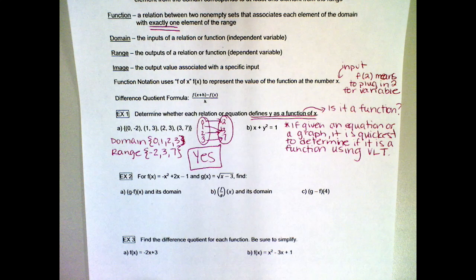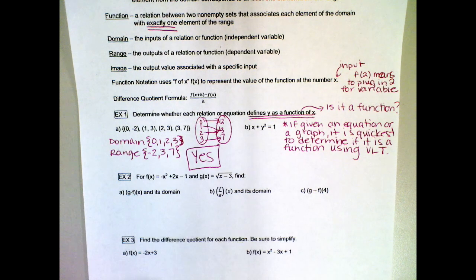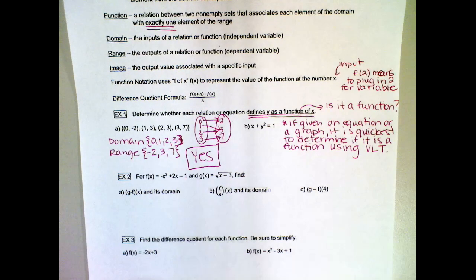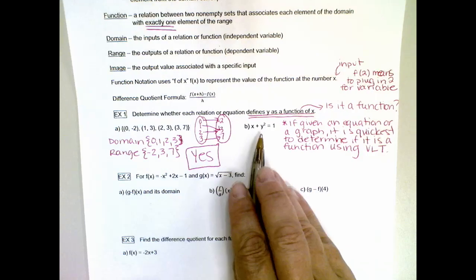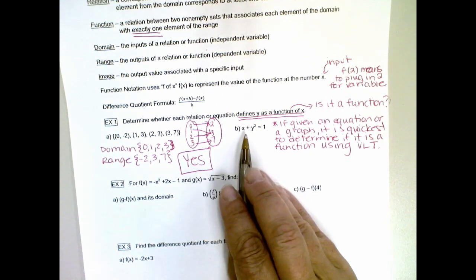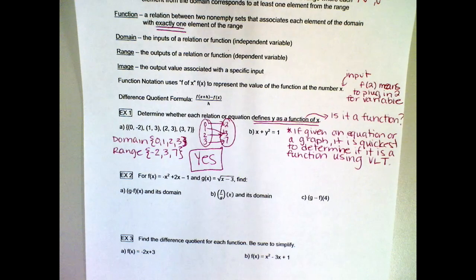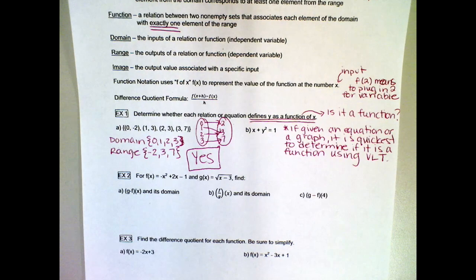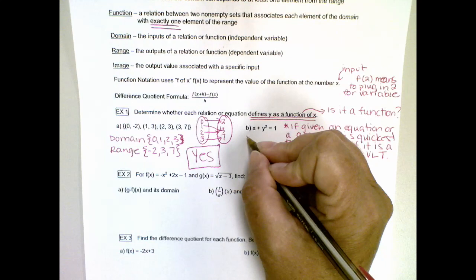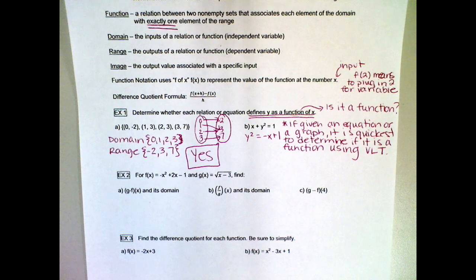Remember that each input is only allowed to be assigned to one output. So that means if that definition is true, every vertical line can only touch one time. Depending on how much math you have had, this guy right here, because the y is squared and the x is not, is a sideways parabola. So it's not a quadratic function, but it is a parabola. Specifically, if I were to solve that for y squared, like this, that means that it's opening to the left.